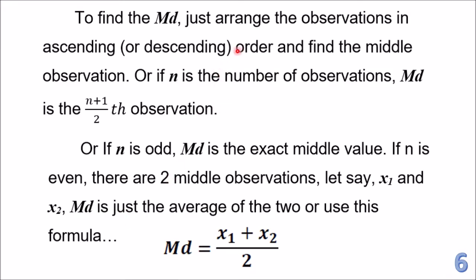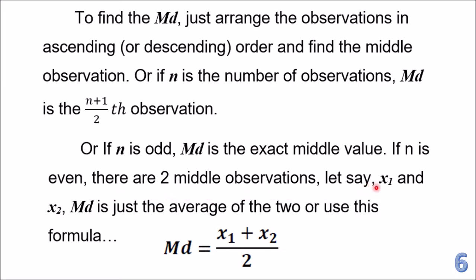To find the median, just arrange the observations in ascending or descending order and find the middle observation. If n is the number of observations, the median is just the n plus 1 over 2 observation. Yung ika n plus 1 over 2 na observation, yun yung median. So, may dalawang uri yan. If n, or kung ang number of observations ay odd, yung median is the exact middle value. Kapag naman ang n natin ay even, there are two middle observations.